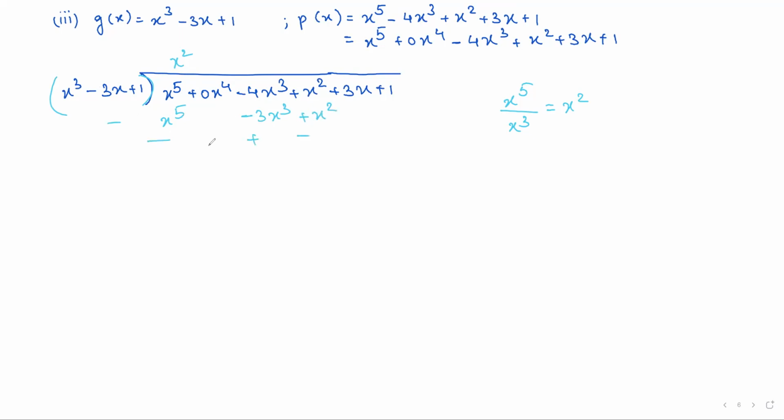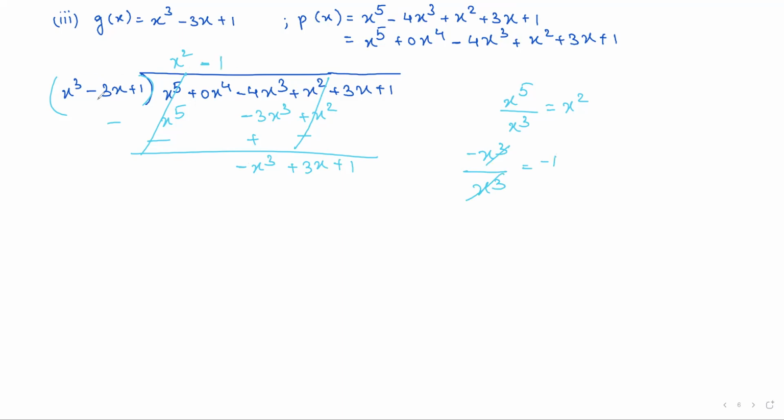Subtraction, changing the signs, cancelling of the first term, 0x to the power 4. It's your first term, so you need not write it over here. Because even if you write it, you'll have to exclude it. Minus 4x cubed plus 3x cubed, which is minus x cubed, plus x square minus x square. So these terms will get cancelled and you're left with plus 3x plus 1. First term minus x cubed divided by first term x cubed. This is a constant. Next step is your remainder, minus 1.